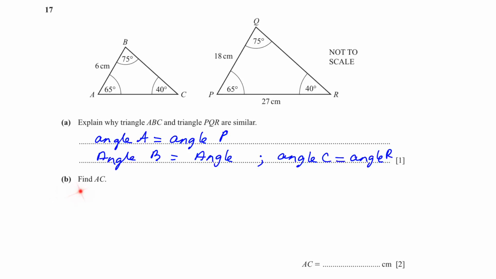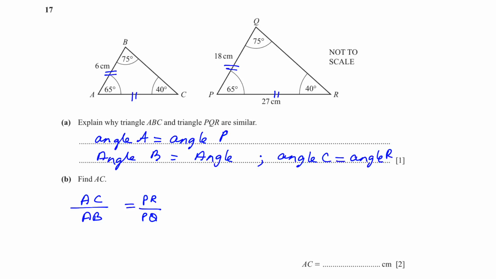Next part of the question, find AC. To find AC, first we'll write down the sides of one triangle. You want to find AC, so write AC. What other side has been given to you? AB has been given to you. So write AC over AB is equal to, then write the corresponding sides. AC is corresponding to PR and AB is corresponding to PQ.